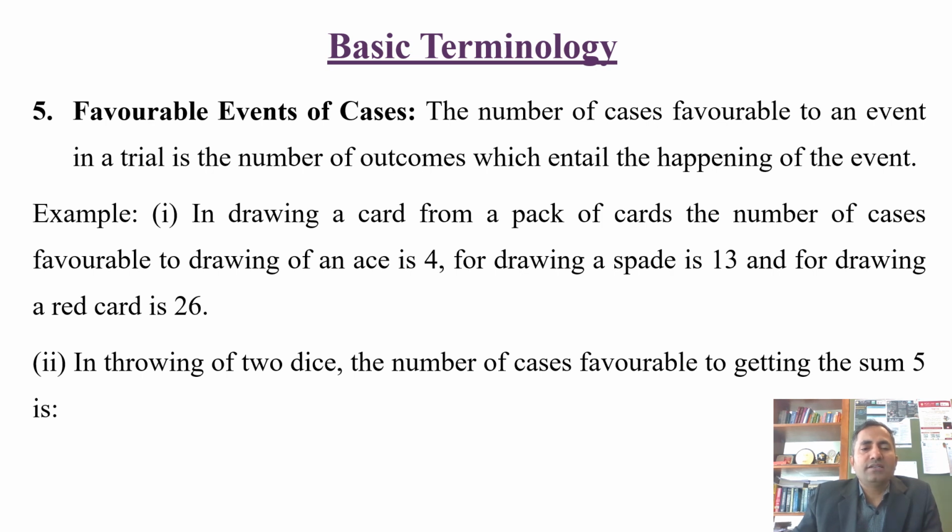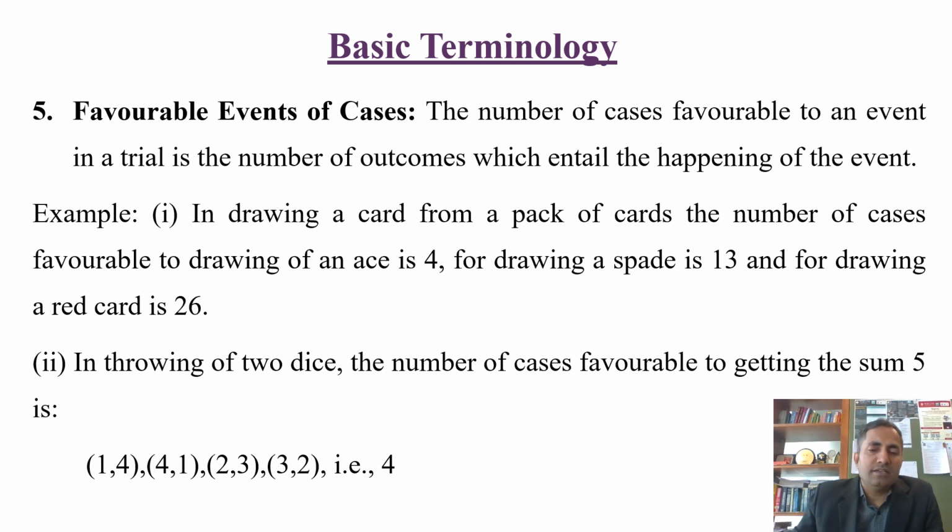So two dice are there. If the number of cases favorable to getting the sum 5, the favorable outcomes can be (4,1), (1,4), (2,3), (3,2). That is a total of 4 favorable outcomes, and once you define it as a set, it is an event for the random experiment.